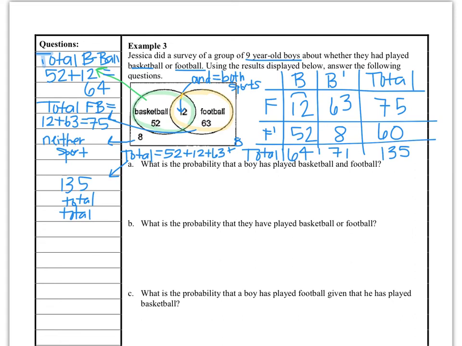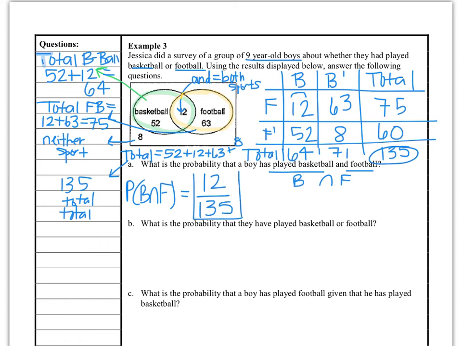Okay, so now let's answer some follow-up questions. So we've got, what is the probability that a boy has played basketball and football? So we've got B and football. So what's the probability of B and F? Well, if you remember, looking in your chart is just where they intersect again. So we've got 12, but this time it's not out of 100 or not out of 1.0, it's out of the total. So 12 out of 135 students or boys play both.